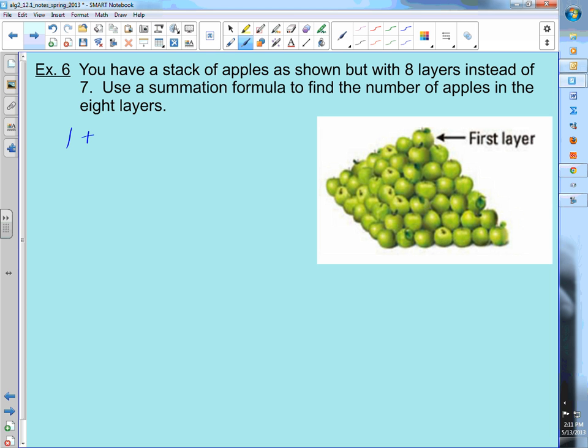How many are in the second layer? 4. How many are in the third layer? In the fourth layer? Sorry. Okay. Now, how many are going to be in the last layer if we're only going to say 8 layers instead of 7? 64.